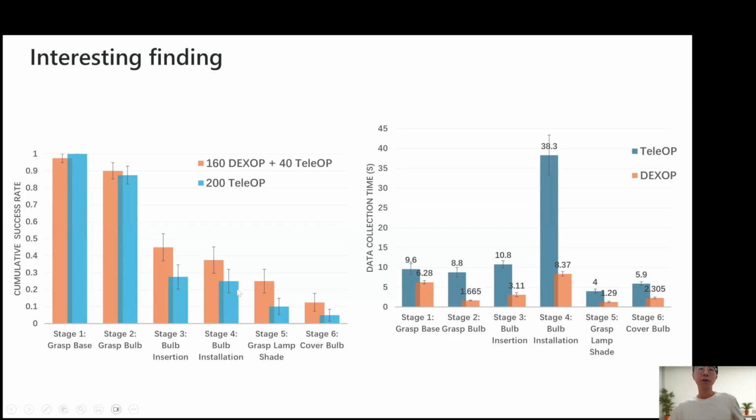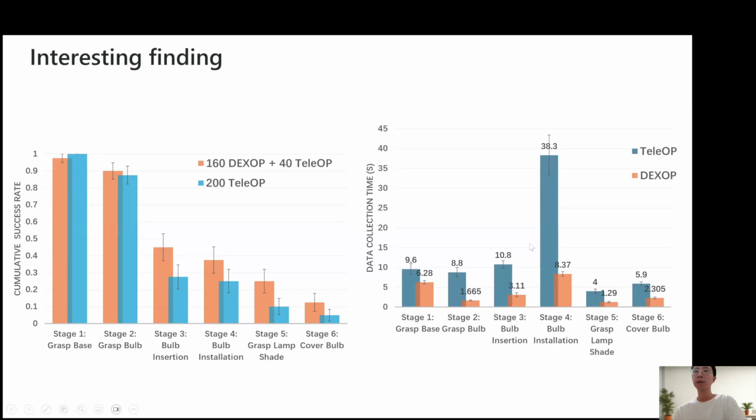So we found that for the transition from stage 4, which is bulb installation that requires the robot to screw the bulb, to stage 5, in which the robot needs to grasp the lampshade and cover the bulb, the policy trained with teleoperation is struggling to transit from the previous stage to the latter stage. And we tried to understand why that is. So we visualized the data collection time at each stage.